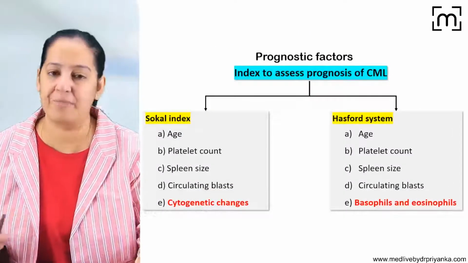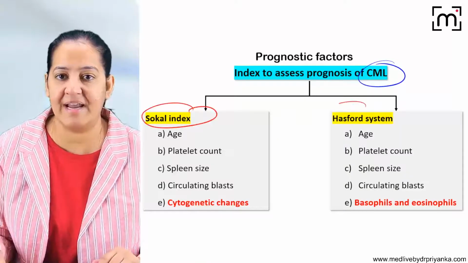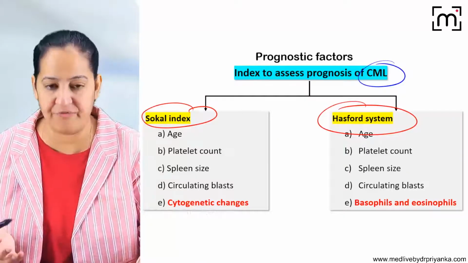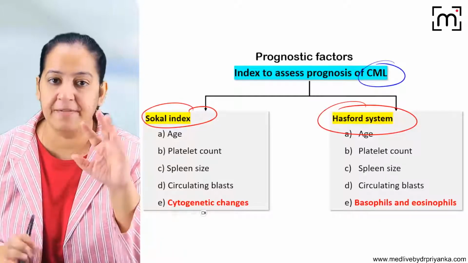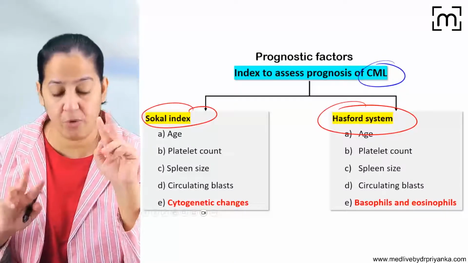And coming on finally to the prognosis. For prognosis of CML, two indexes are available, the Sokal index and Hasford index, given by two different scientists. Each of them has five criteria to decide the prognostic factor. Four of them are the same.